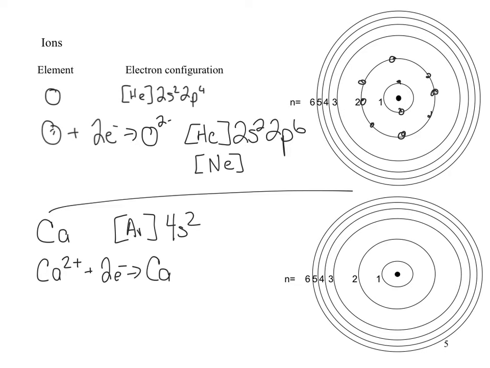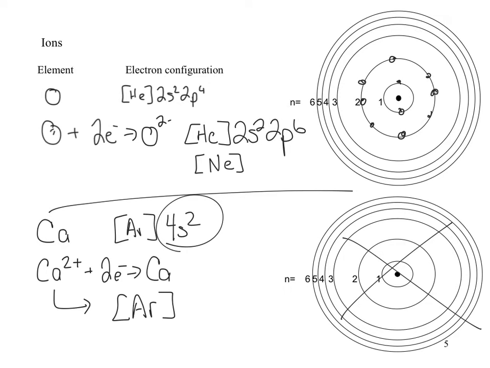Those 2 electrons are in the 4th energy level. I'm not going to use my Bohr model just because there's going to be too many electrons in there right now for me. But it's going to lose 2 electrons, and it loses them from the outermost level. So my configuration for calcium 2+ is actually just the same as the configuration of argon. Those two are pretty straightforward.